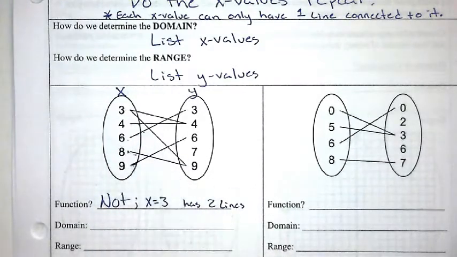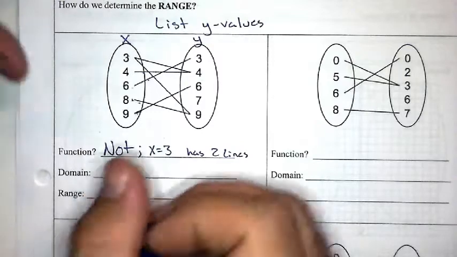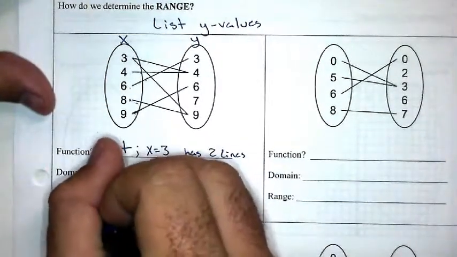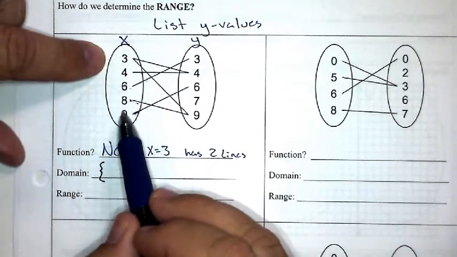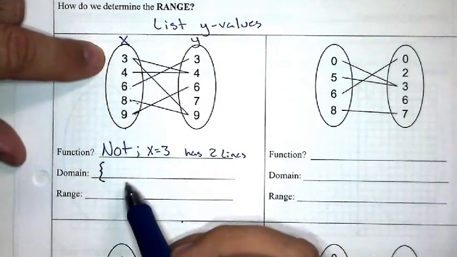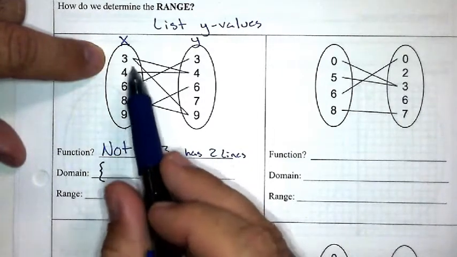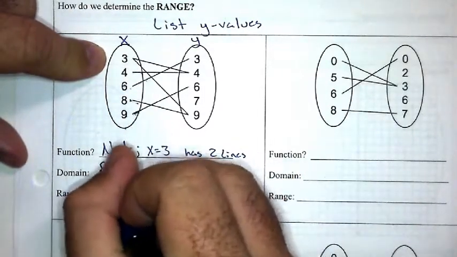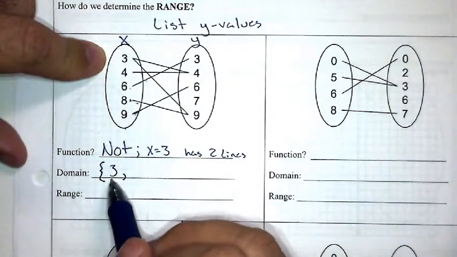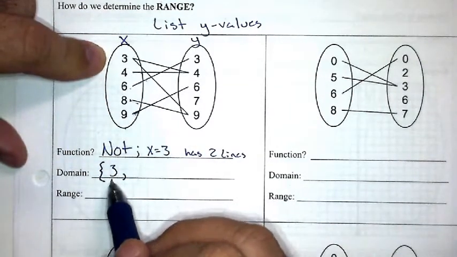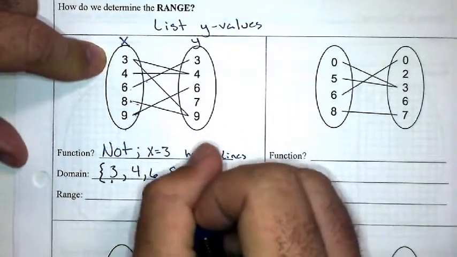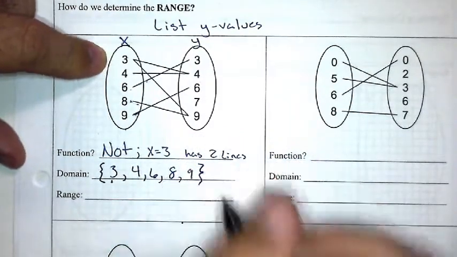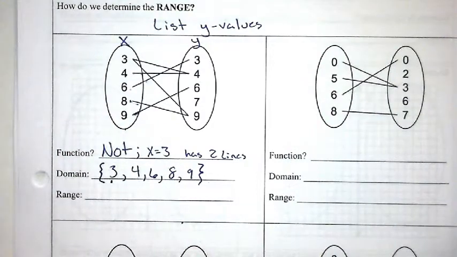Now, to list your domain and range, it's very simple. Very, very simple. I'm just going to write every single x value in order that has a line connected to it. 3 has 2 lines, but I only write it how many times? Once. 4 has a line, 6 has a line, 8 has a line, and 9 has a line. Close up your fancy squiggly parentheses, and that's your list of domains.